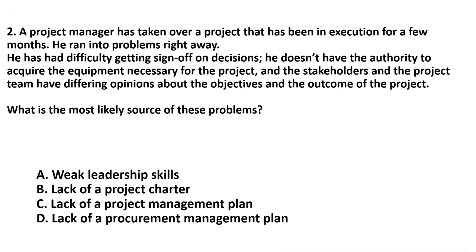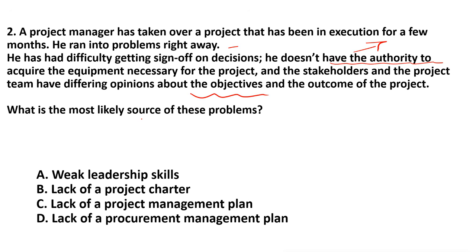The second question is, a project manager has taken over a project that has been in execution for a few months. He ran into problems right away. He has had difficulty getting sign off on decisions. He does not have the authority. See, this is the keyword. He does not have the authority to acquire the equipment necessary for the project. Why? Because if he does not have the authority, it means something is wrong with the charter, and the stakeholders and project team have differing opinions about the objective. It means they are not clear about the objectives and the outcome of the project.